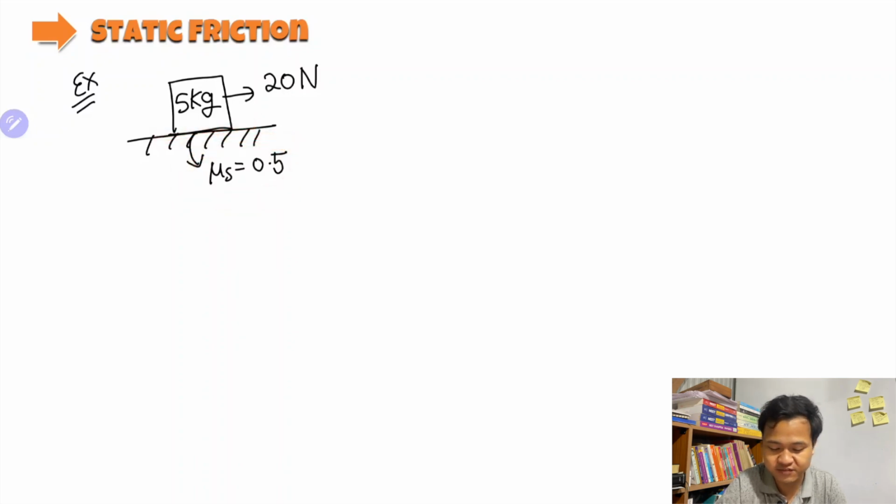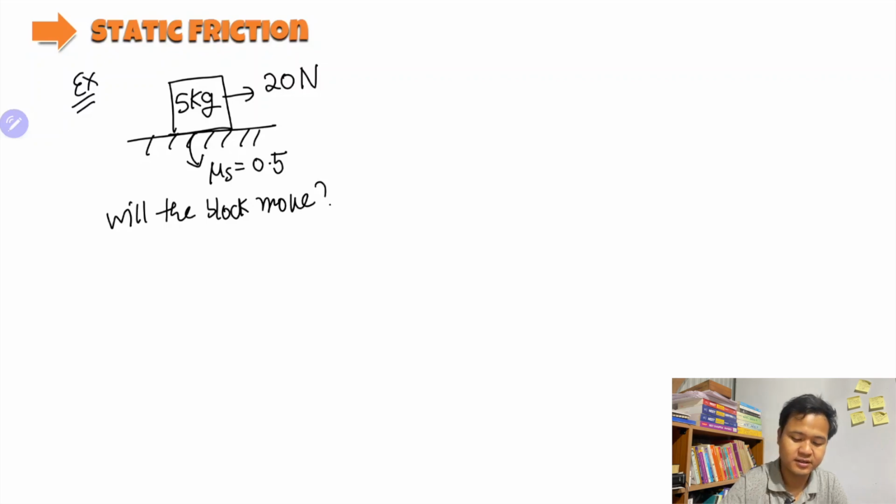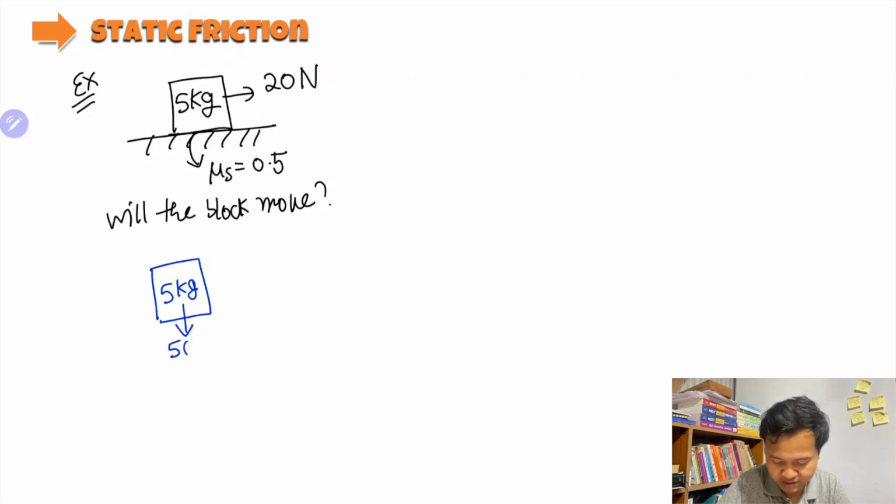Frictionless surface. Now in this question, will the block move? Let's see. Here I have 5 kg, so the weight of the 5 kg block is 50 Newton. The normal force acts upward, and the applied force is 20 Newton.